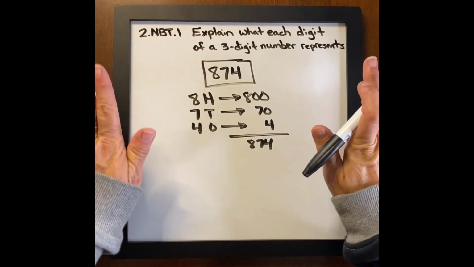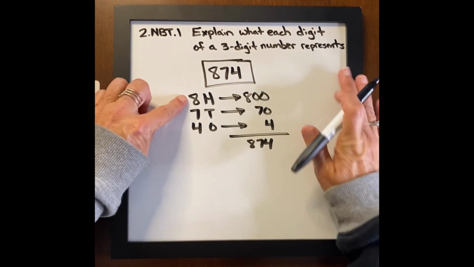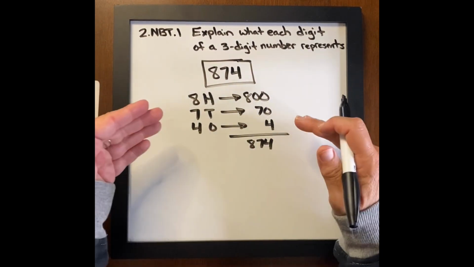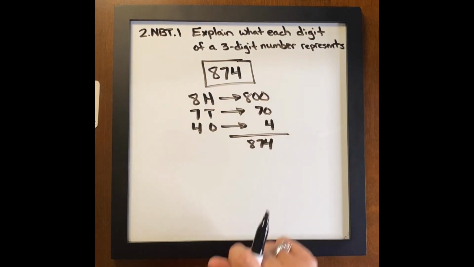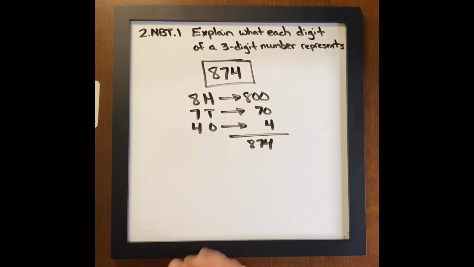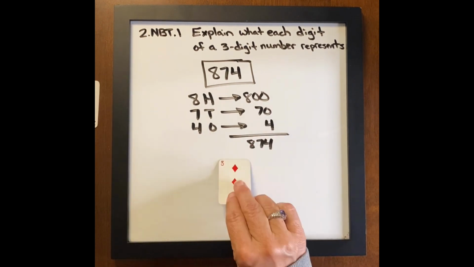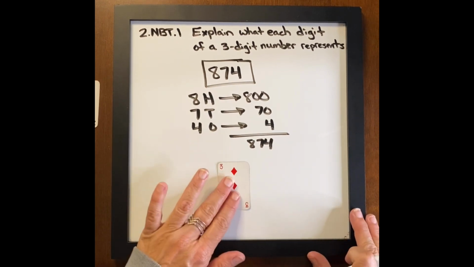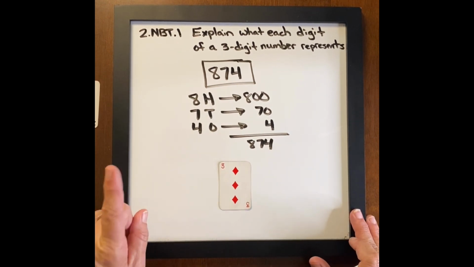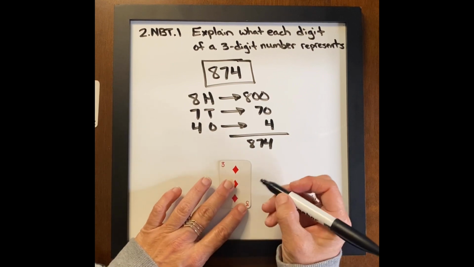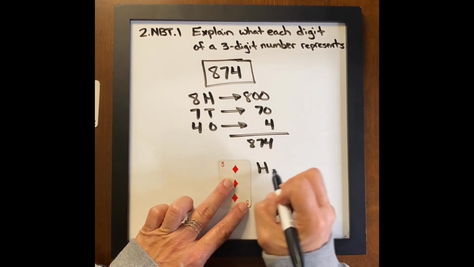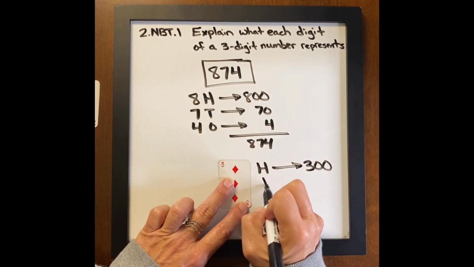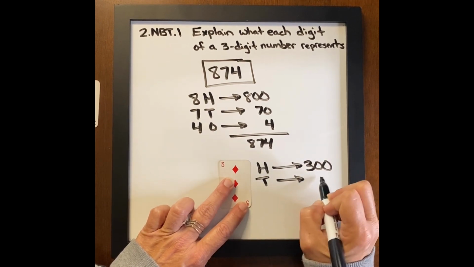All students have created their own 3-digit number, and they have shown the value of their number and what each digit represents. Next step, the teacher turns over 1 card. All students are going to use this card. The digit is 3, but we don't know what the value is. This could be 300s for 300. This could be 3 10s for 30.